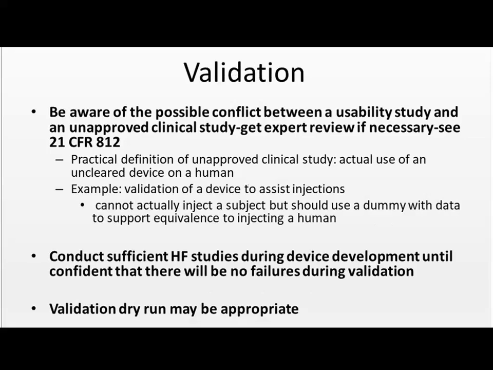You don't want to be involved in an IRB type situation. You cannot deliver therapy to a participant. Example would be you have a device that assists with injections. Well, you cannot actually inject the subject as part of this usability validation, but you should use a dummy with data to support equivalence to injecting a human. That's a simplistic example, but it gets the point across.